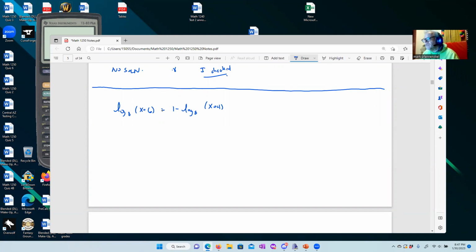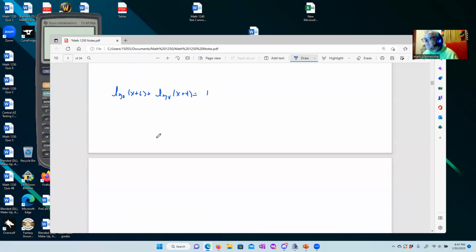The first thing we're going to do is swing this log over to the other side. So we have log base 8 of x plus 6, plus log base 8 of x plus 4 is equal to 1. We have to combine this into one single logarithm. So we have log base 8 of x plus 6 times x plus 4 is equal to 1. Go ahead and FOIL that out.